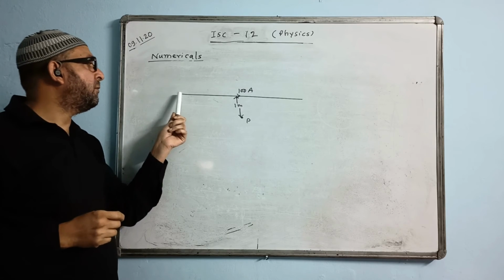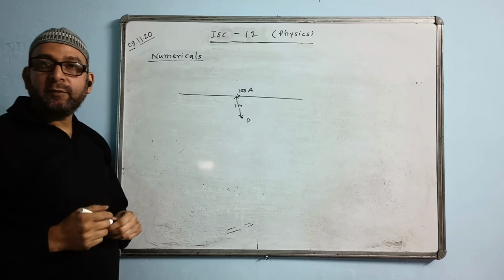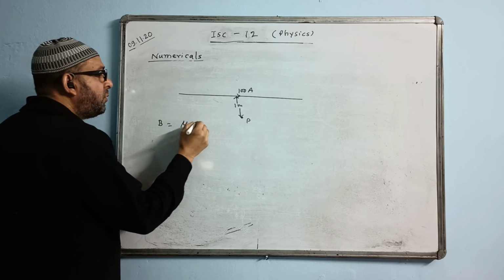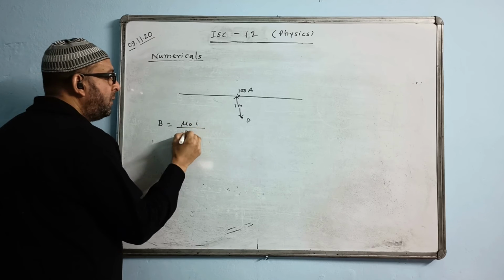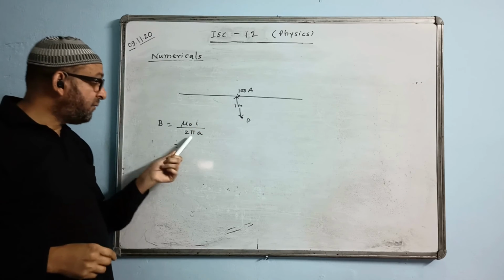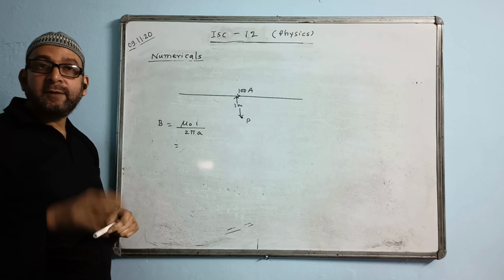What type of current wire is this? Straight wire. So we will apply the formula of straight wire. What is the formula? B equals mu naught I by 2 pi a. For a straight conductor we have this formula divided by pi, as for circular we have only 2r.